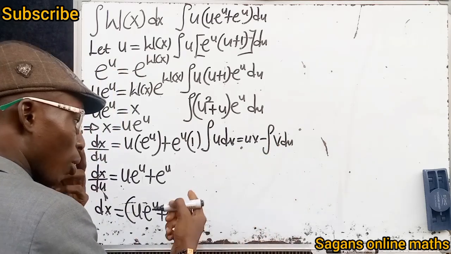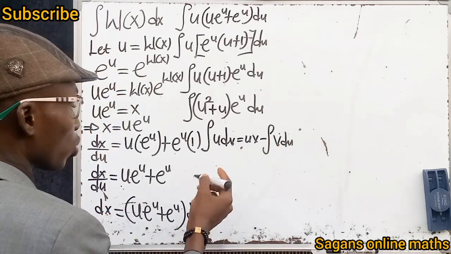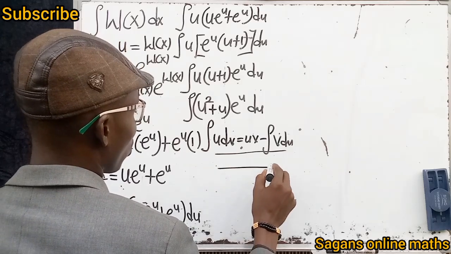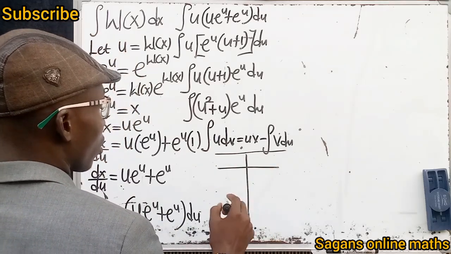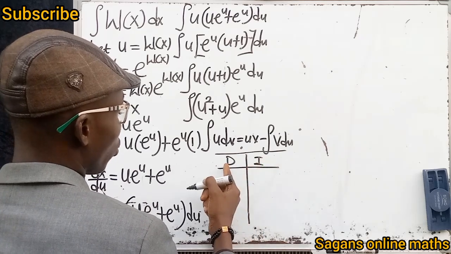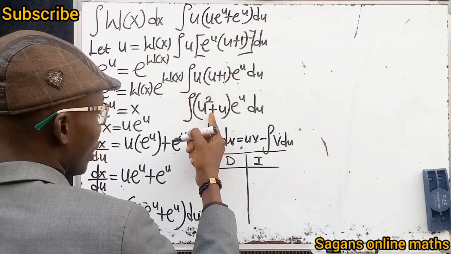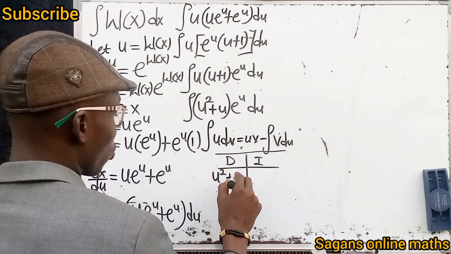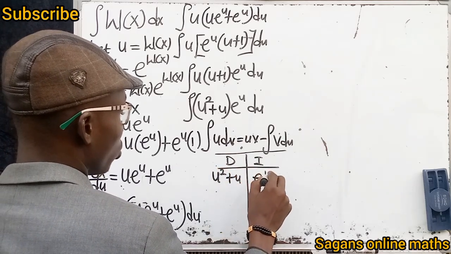This is the formula of integration by parts. But we are not going to use this formula today. Let's use our DI table. Our DI table will help us a lot. This is our D and this is our I. I mean integration, and D means differentiation. So we're going to differentiate this and integrate this. So this is u^2 plus u, and yes, e to the power of u.